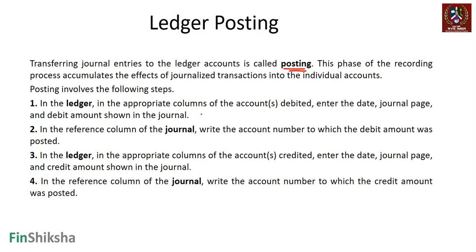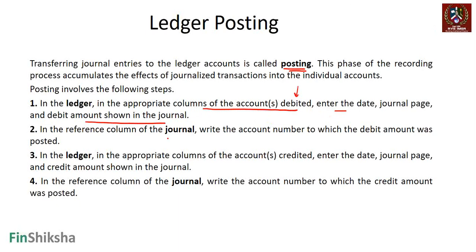First, in the ledger, the appropriate column of accounts is debited. In those columns, enter the date, journal page, and debit amount as shown in the journal. Let's assume all these are books, so you will show what is the column that is being debited, what is the amount, date, and number of the page of the journal. Let's assume the journal is a book.